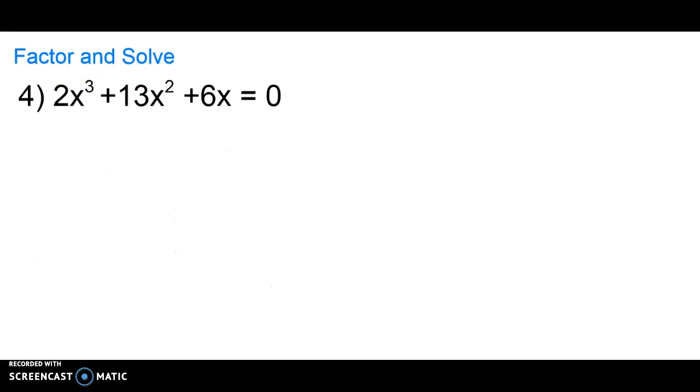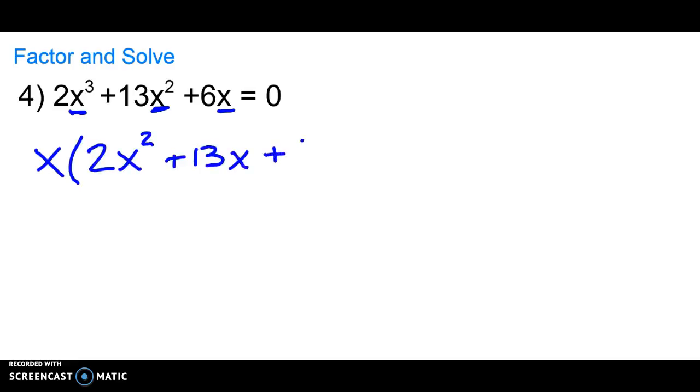2x cubed plus 13x squared plus 6x. I am hoping that you notice there's a cube. We do not know how to factor something that is a cubic. So automatically you should be thinking, I know I could take an x from everything. Okay? But while you're also looking at that, look at the numbers. I have 2, 13, and 6. So do they have a common number? No. So the GCF is only going to be factoring out an x. So when I do that, I'm going to get x times 2x squared plus 13x plus 6 equaling 0.